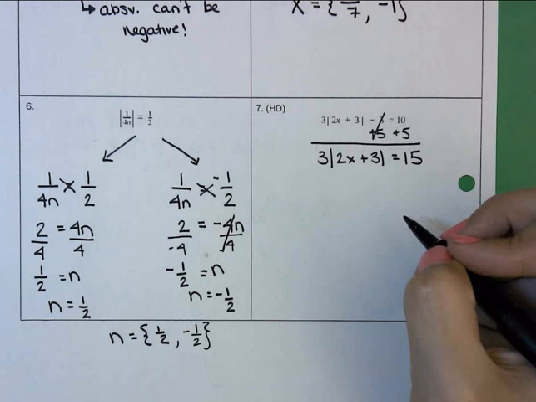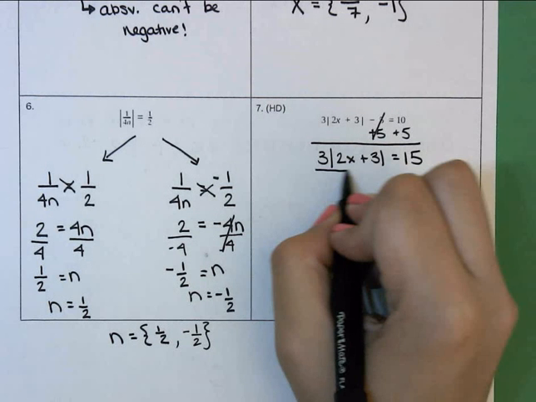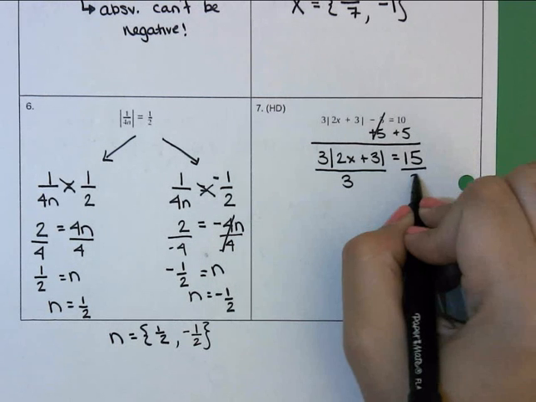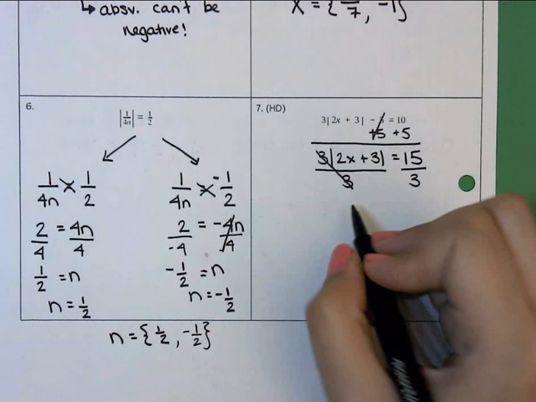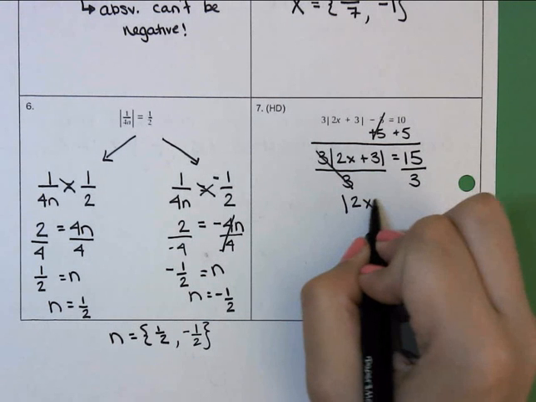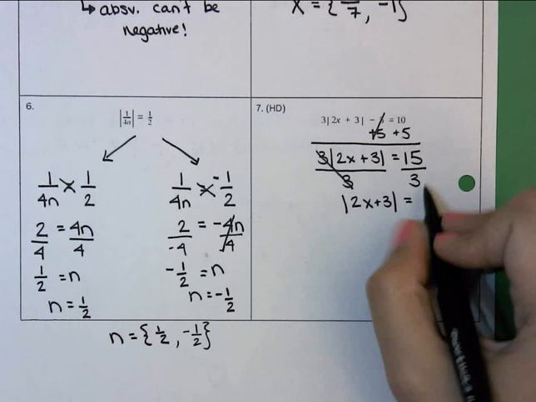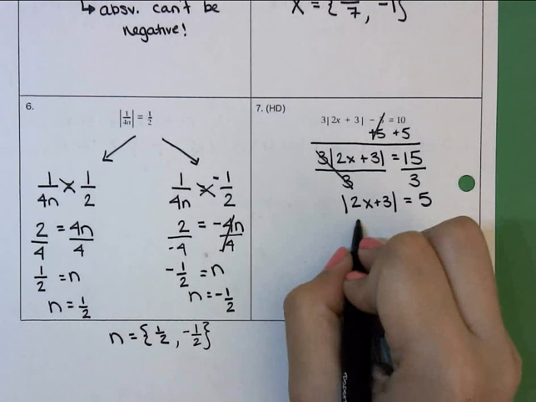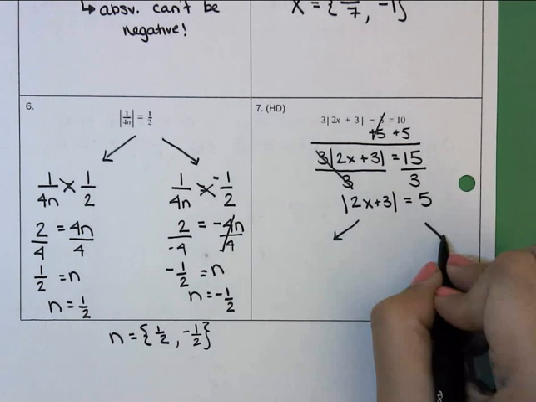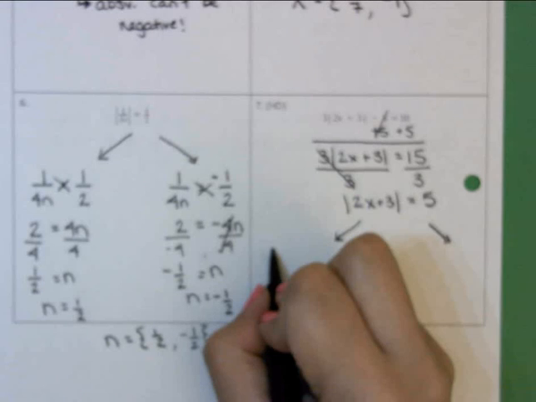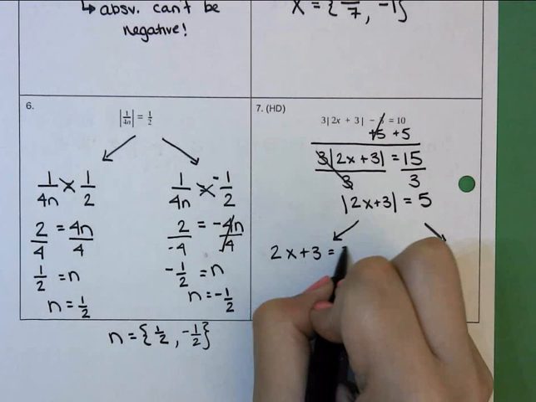So I have 2x plus 3 equals 5, and 2x plus 3 equals negative 5. And I'm just going to solve each of them. Subtract 3 from both sides. So 2x is going to equal 2. Divide both sides by 2, and I'd have x equals 1.